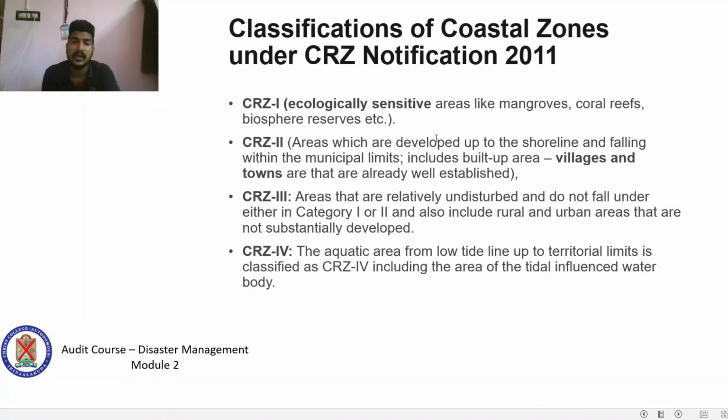The last zone is coastal regulation zone 4. It includes the aquatic area from the low tide line up to the territorial limit, including the areas of tidal influenced water bodies. There is no restriction on traditional fishing undertaken by local communities. No untreated sewage or solid waste shall be let off or dumped in these areas. Also, a separate draft of the Island Protection Zone notification has been issued for the protection of the islands of Andaman and Nicobar and Lakshadweep under the Environment Protection Act of 1986.